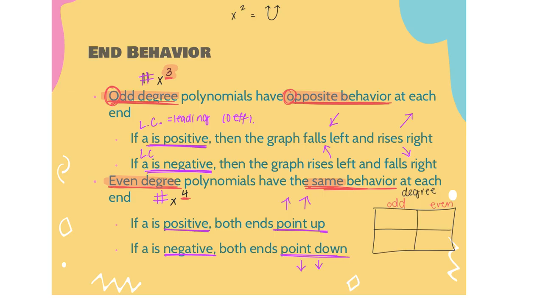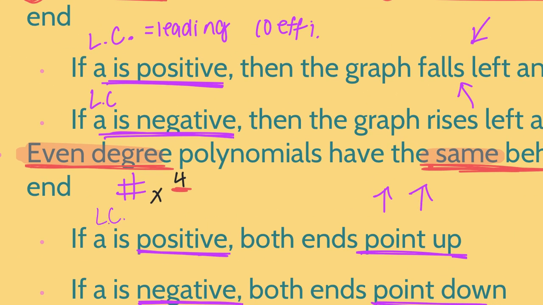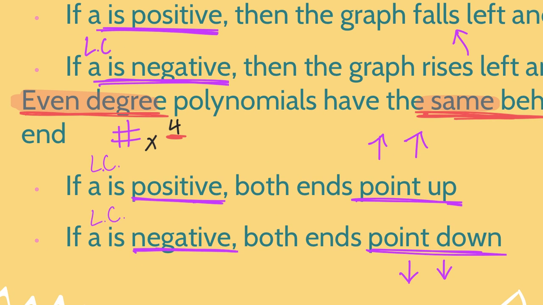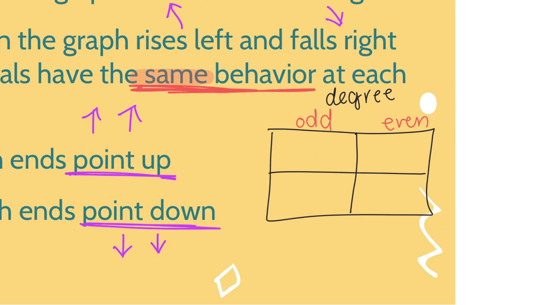This one, I didn't write it here, but this one is also looking at the leading coefficient. So now on this side, this is my leading coefficient. And like we said, we could either be positive or negative. So what is it going to look like in this chart? If I have an odd degree and it's positive, it's going to be arrows, one going down, one going up. And if it's an odd degree and it's negative, it's going to go up and then down.